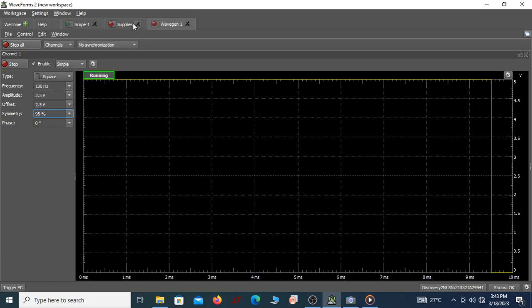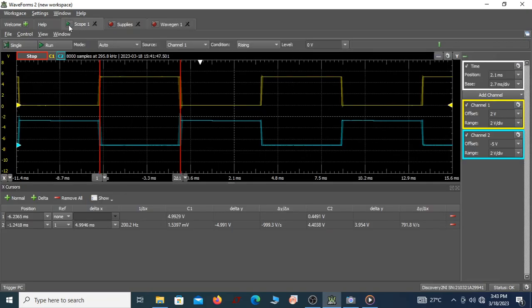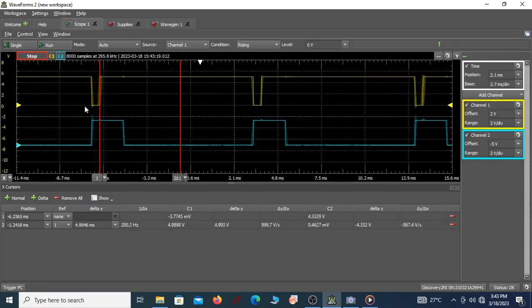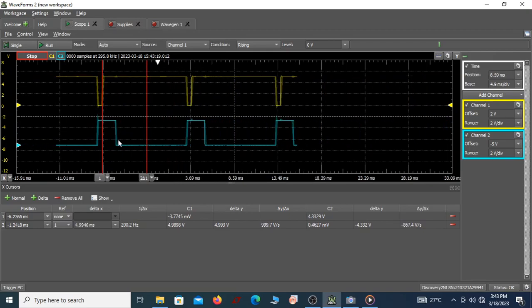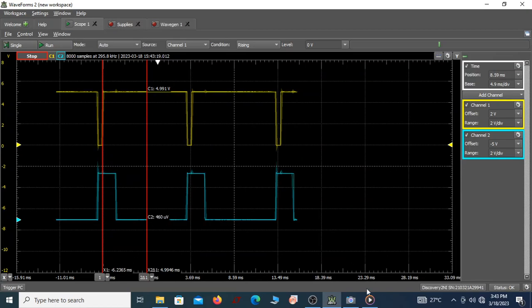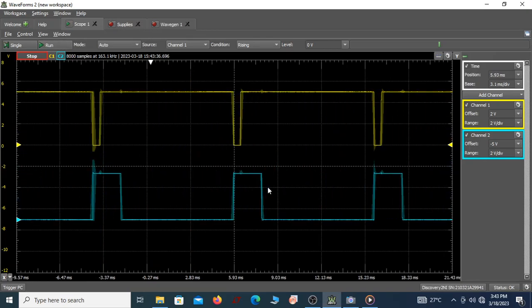Let me now go back to my scope. Let me run now. Now I'm getting it properly. See, I'm applying a trigger signal. Let me take out the cursors also to have clarity. Let me remove them. Let me run this. Let me stop it. Now you can see.